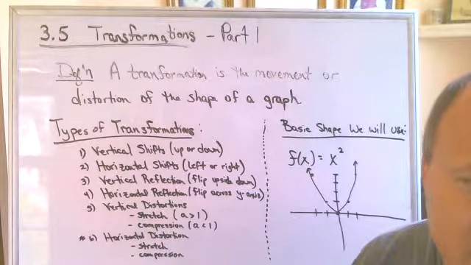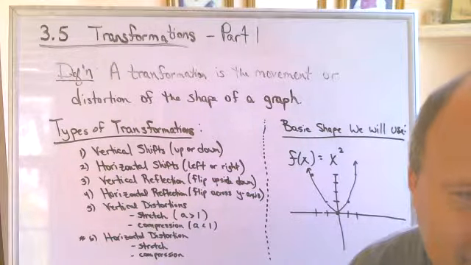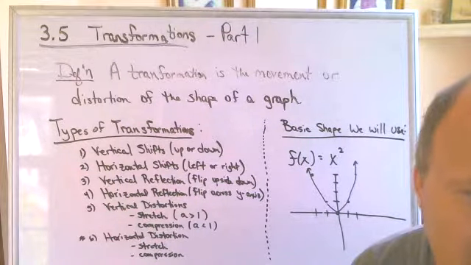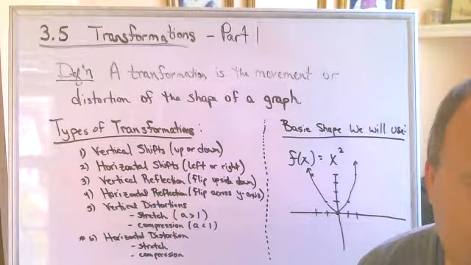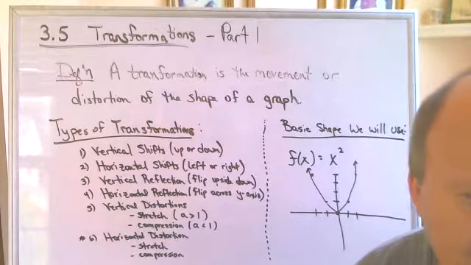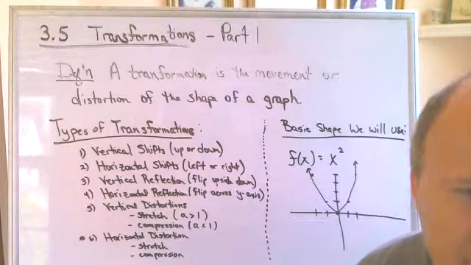Then there's the vertical distortions, and this is what I call the stretching or the compressions. And the stretching is when you have a scalar out in front that's more than 1 that is being multiplied by the parent graph. And the compression is when it's less than 1. Those are the vertical distortions.